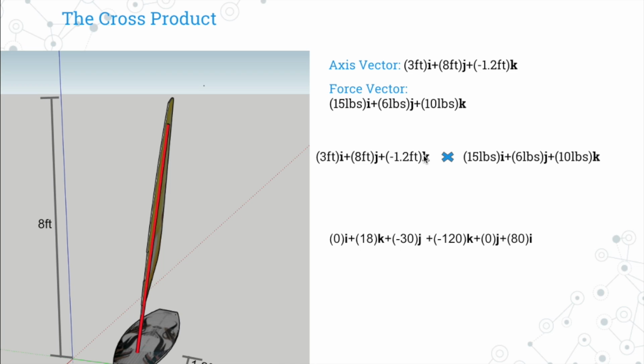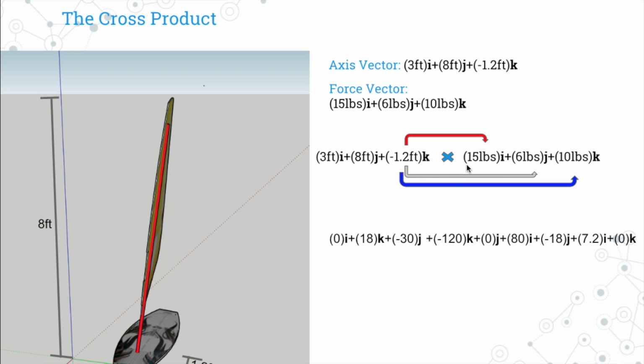And now we will work with our last component, the negative 1.2 feet in the k direction. We'll start off by multiplying 1.2 times 15. We're going to multiply the positive 1.2 instead of negative, since the negative just represents direction. So 1.2 times the 15, and then 1.2 times the 6, and then 1.2 times the 10. So when we multiply the 1.2 times the 15, we get 18. And when we have a negative k direction and a positive I direction, we get a negative j direction.